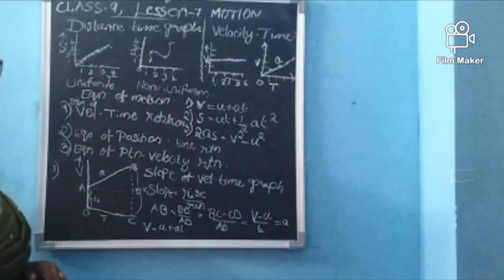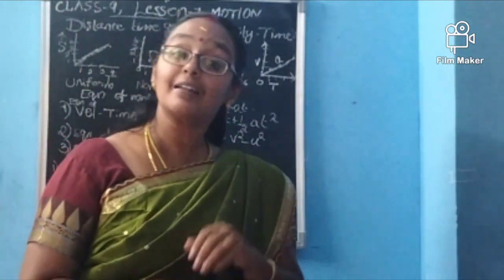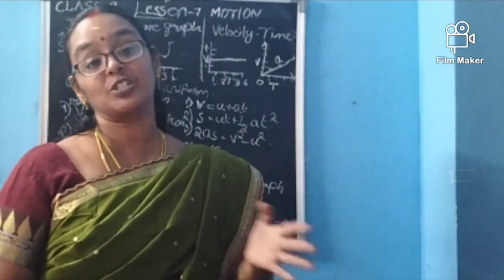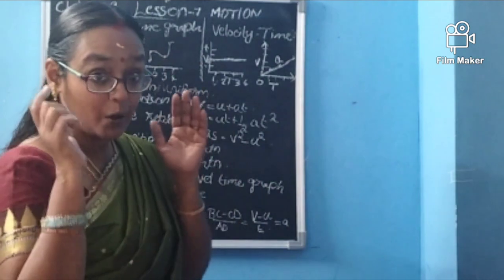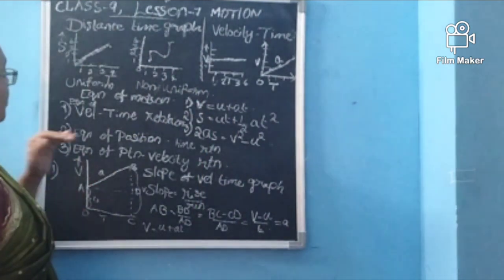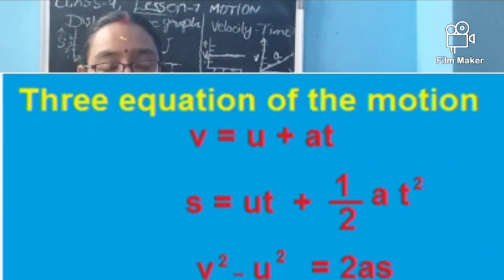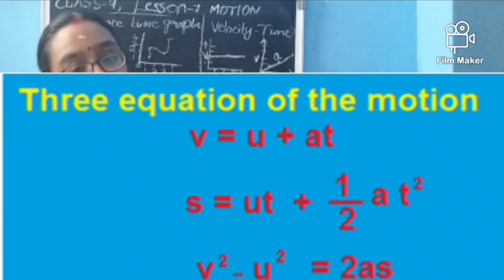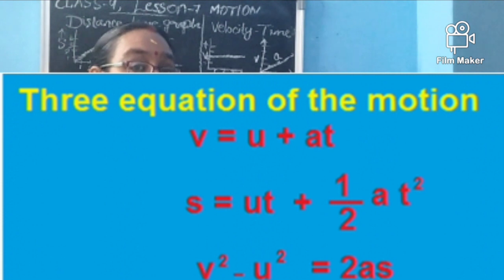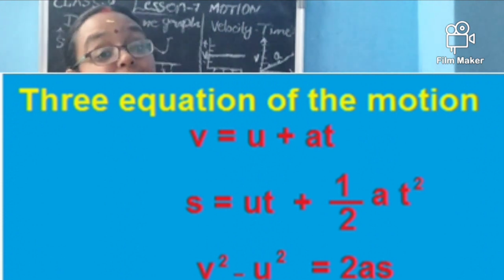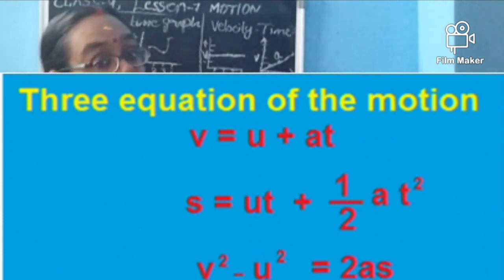Now we are moving to the equations of motion. There are three main equations of motion. We have to understand what they are. The first one is V is equal to U plus AT. Final velocity is equal to initial velocity plus acceleration into time. That is the first equation.